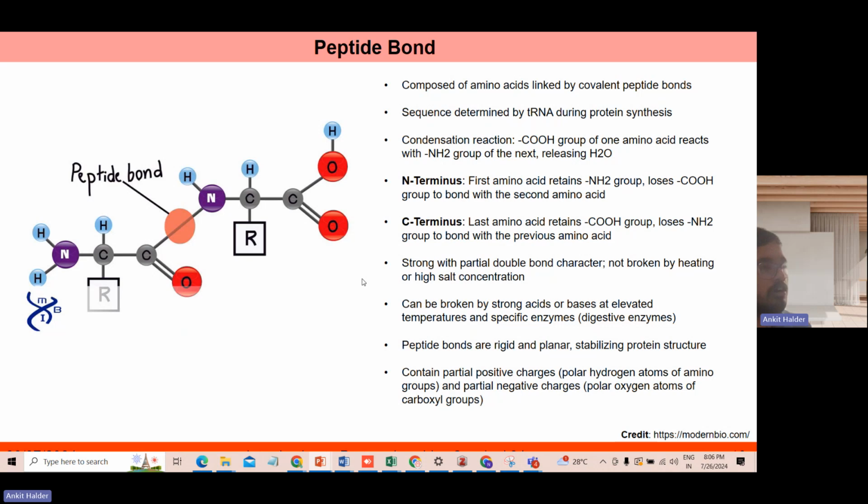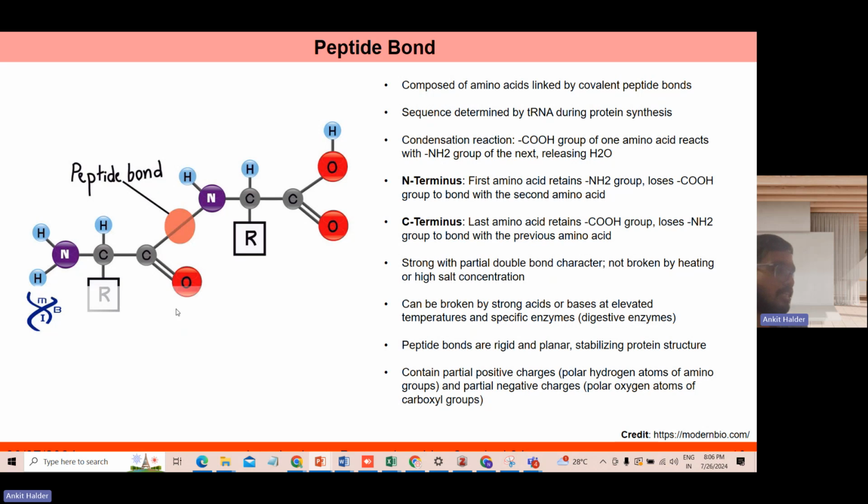So a peptide bond starts from an N terminus and ends at the C terminus, right? The first amino acid retains the NH2 group and loses the COOH group to bond with the second amino acid, and the last amino acid retains the COOH group and loses the NH2 group with the previous amino acid. So it has a strong, partial double bond character.